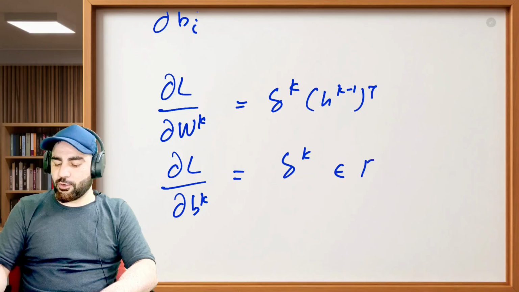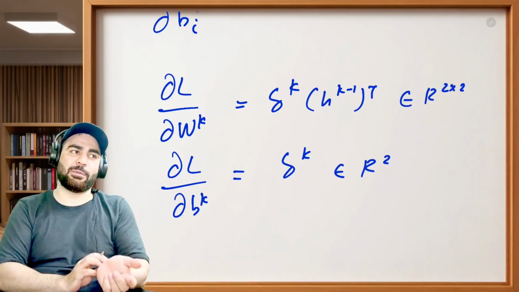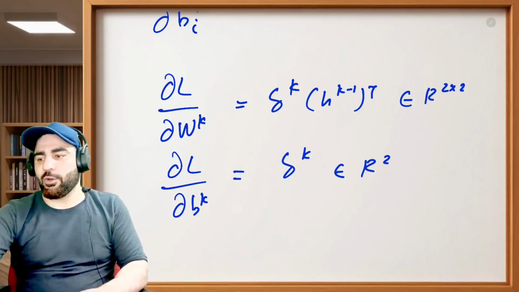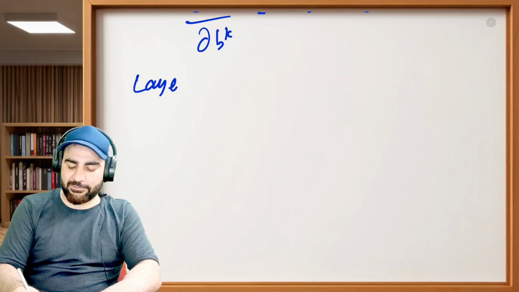So this belongs to R2 and this belongs to R2 cross 2. We did the dimension check also. If you remember, we did the dimension check. Okay, now we have to compute these values. How to compute? Again, layer 3. We'll start from layer 3.